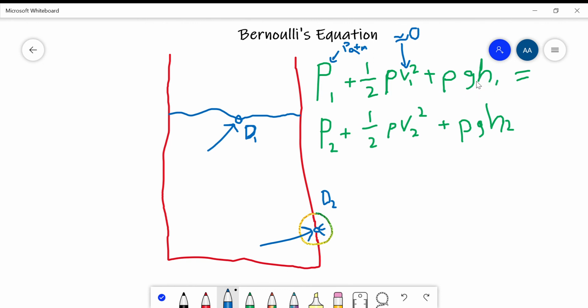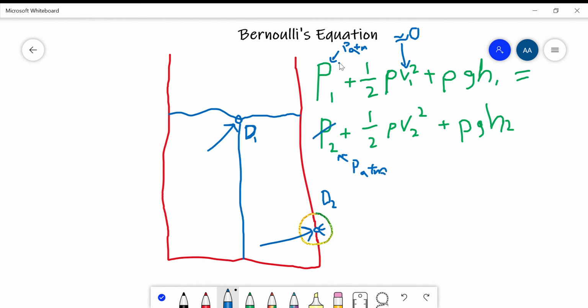What's H going to be? Well, let's imagine that the bottom of this tank is ground level. I know it's not exactly straight, but that means we're imagining this is the height. Then what's P2 going to be? Well, at this point, the only pressure that's acting on it is also atmospheric pressure. So that's just going to be pressure atmospheric.